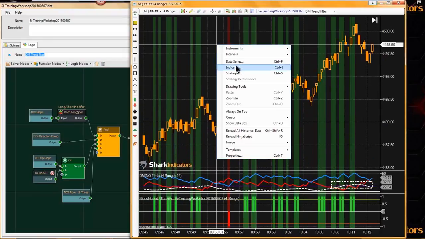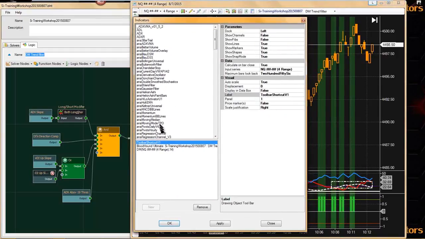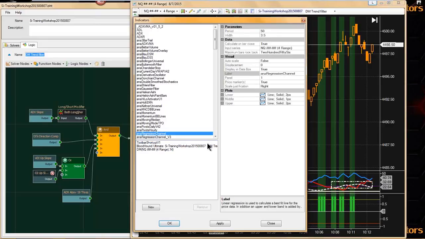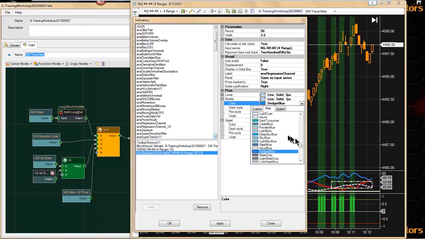So what I'm going to do is put a regression channel indicator on here. Alright, so I've got the ANA regression channel. If you don't have it, I would suggest getting it if you like to use the regression channel. This ANA one has a lot of benefits over Ninja's standard one. Let's see. Just going to change some colors around.